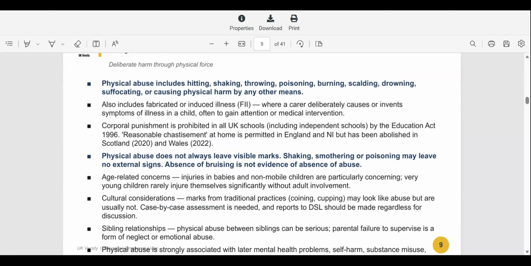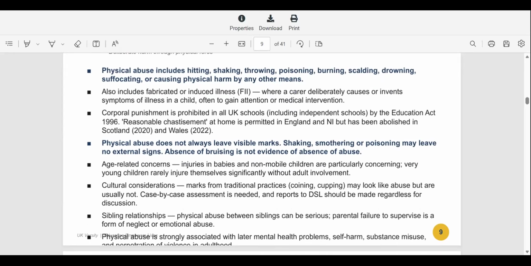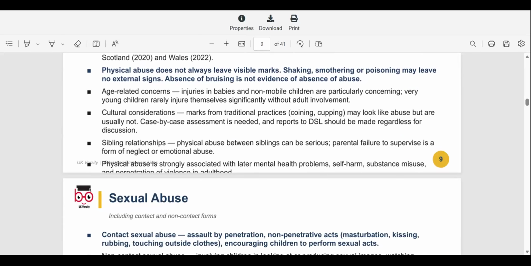It might be throwing or throwing a child. It could be elements of scalding or poisoning, burning a child. It could be drowning or suffering suffocation, fabricated systems of deliberately inducing illnesses, age-related concerns, cultural concerns.